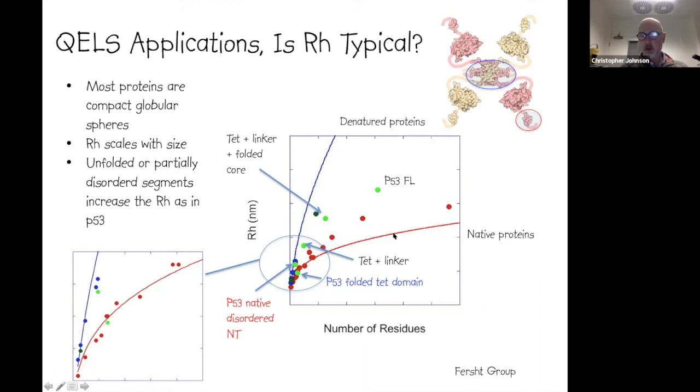So in this plot here, you can see a red line, which corresponds to what we imagine native proteins will do as a function of just the size of the protein, the number of residues.